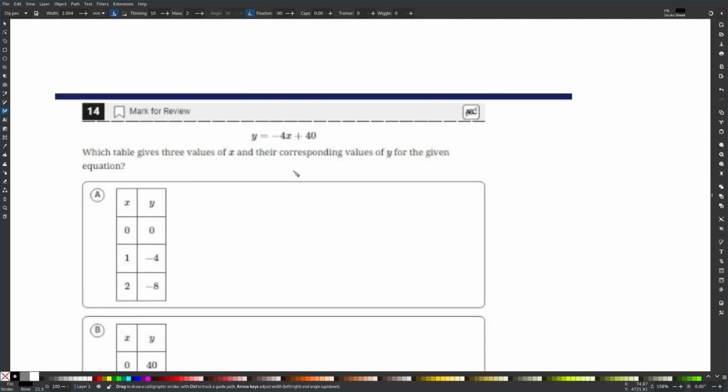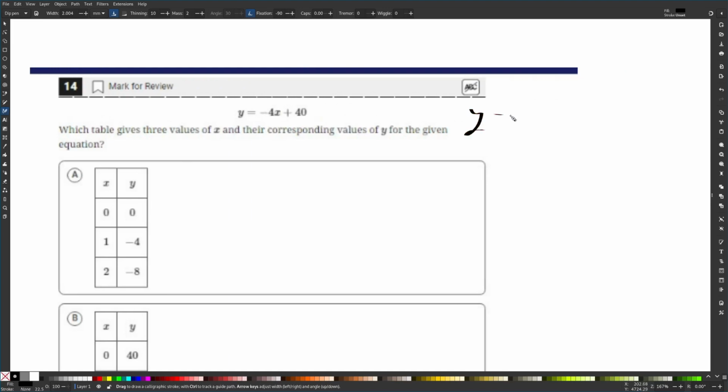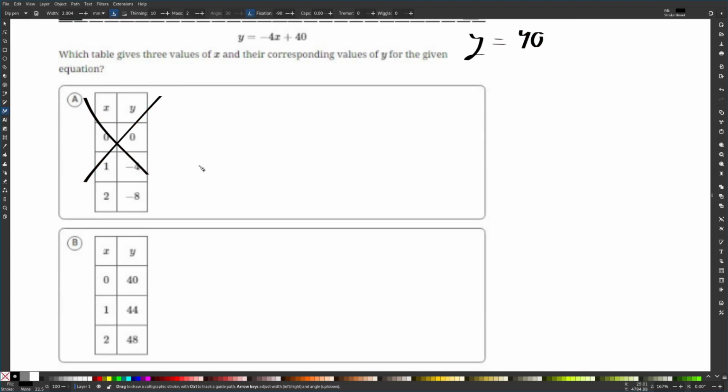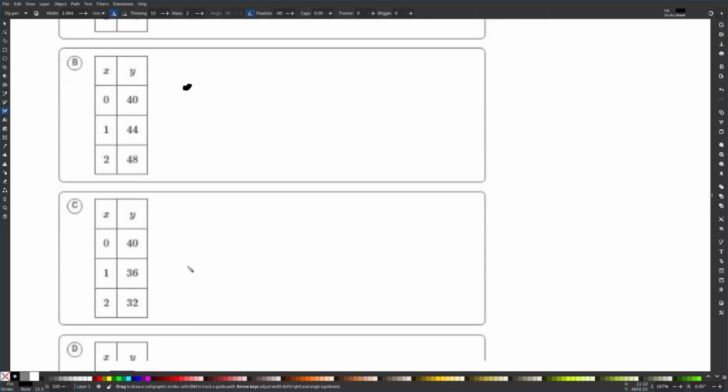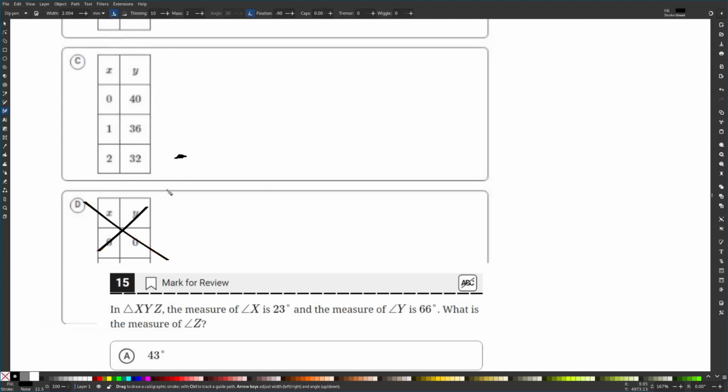Next one. Okay, let's see this table problem. Which table gives 3 values of x and their corresponding values of y in the given equation? The easiest way to do this one is just check values of x and y. So when we plug in x of 0, do we get 0? Plugging 0 into here, we're going to get y is equal to 0 times this plus 40. We get 40. This is not correct. This one does have the 40, so it's potential. Just put a little dot here. This one, you also get 40s. This is also potential. This one also gives you 0, so it's wrong immediately.